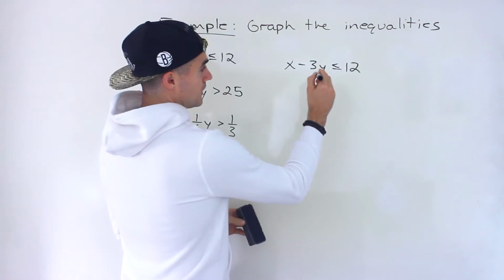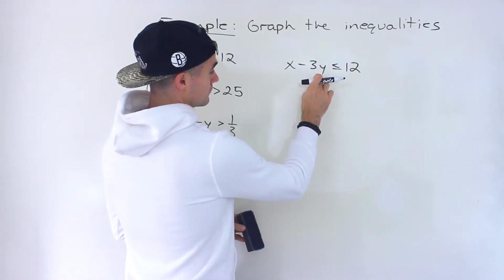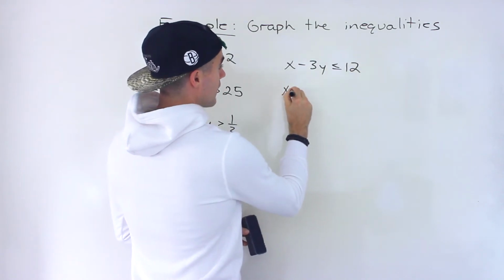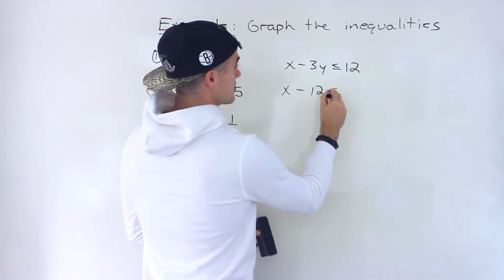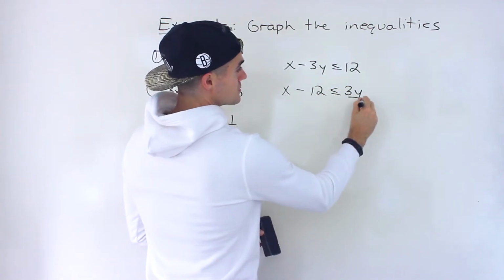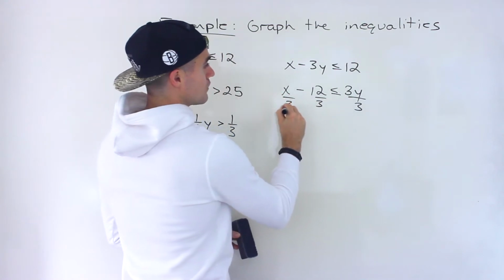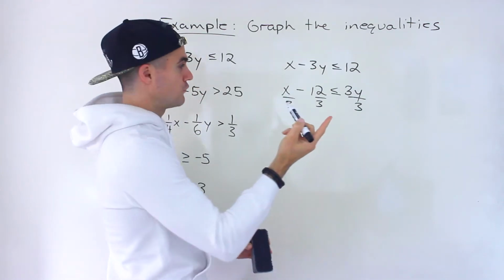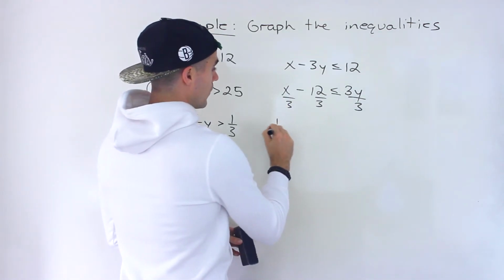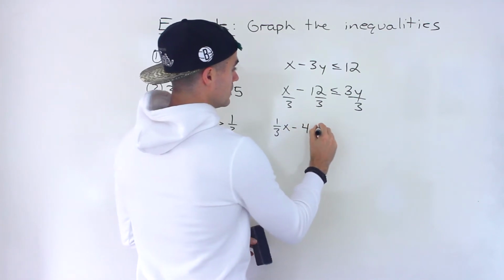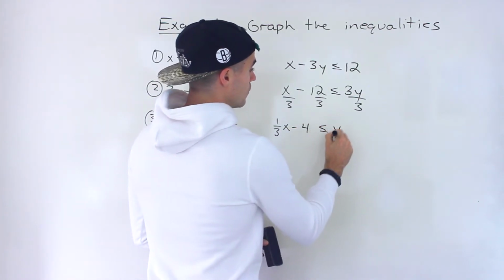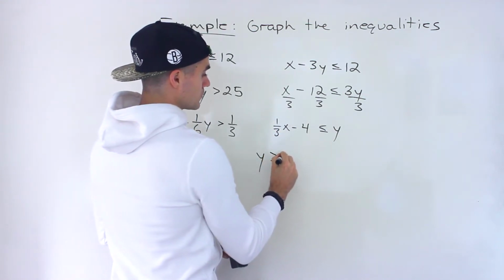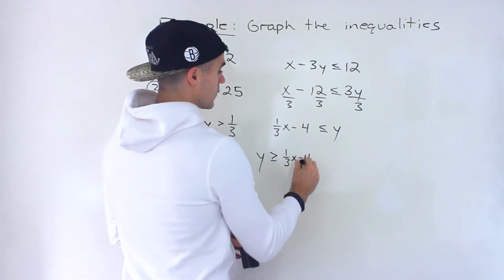So what we can do to isolate for this y, I'm going to bring the negative 3y over to make it positive, and then I'll bring the 12 over, so I'll have x minus 12 is less than or equal to positive 3y. So then dividing everything by positive 3, it allows us to keep that sign there. We don't have to worry about flipping it. And so we would end up with 1 over 3x minus 4 is less than or equal to y, or y is greater than this. So another way to write it is y is greater than or equal to 1 over 3x minus 4.